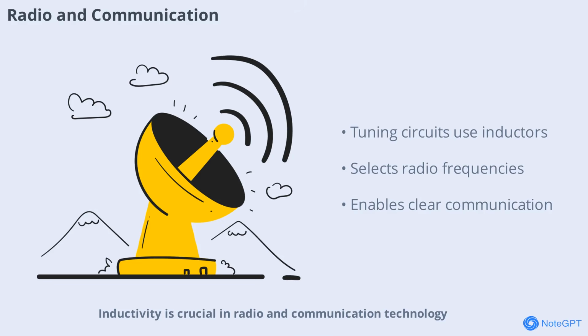Inductivity is crucial in radio and communication technology. Coils and inductors are used in tuning circuits to select specific frequencies, allowing radios to pick up different stations. Without inductivity, we wouldn't have the ability to filter and amplify signals for clear communication. This principle is also used in televisions, cell phones, and many other communication devices, making inductivity a key player in keeping us connected.